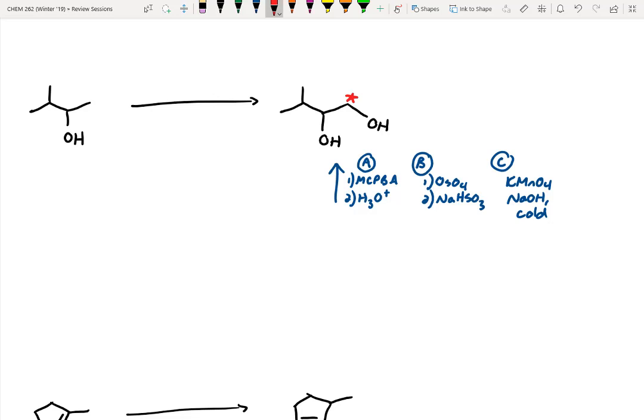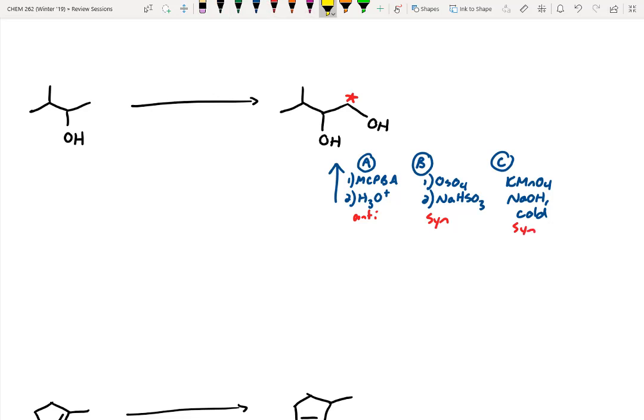But just to review, which one would give you anti-diols? Would it be A, B, C, or D? A. So A would give you the anti-diol. What about B? That would be syn. And then C? Syn as well. But in this case, it doesn't really matter.